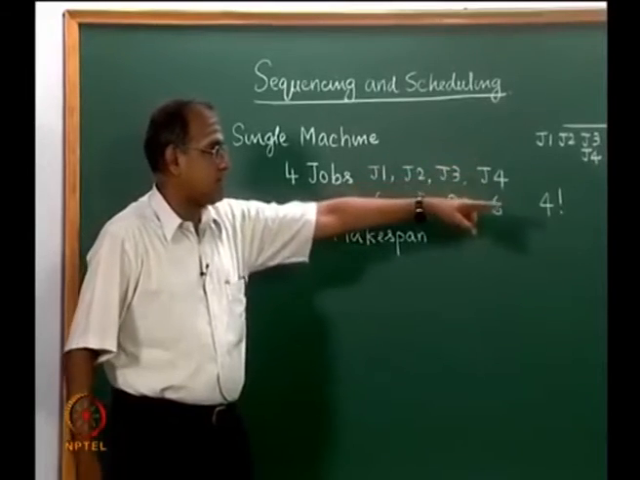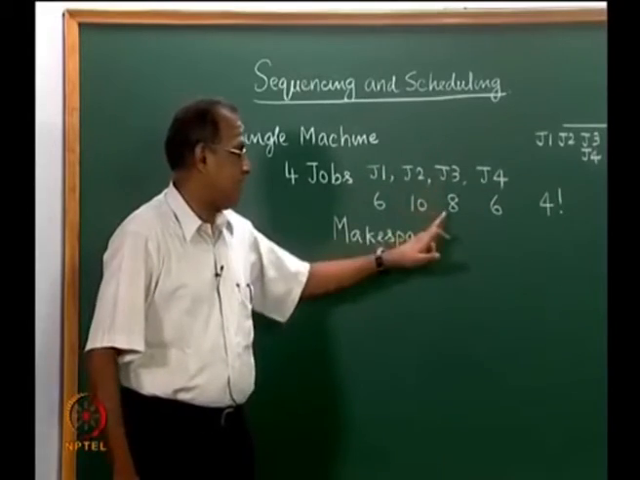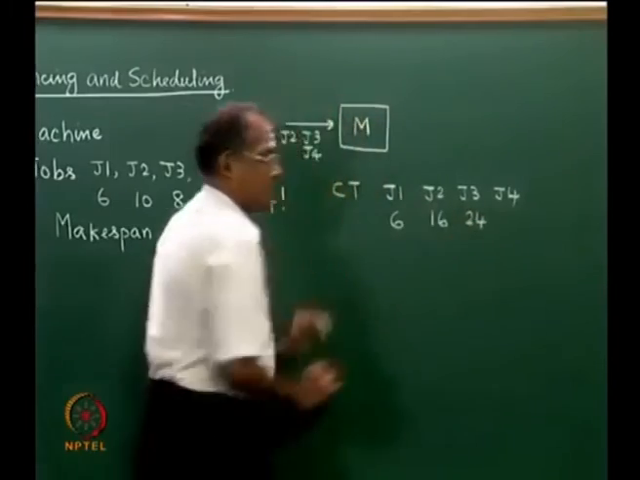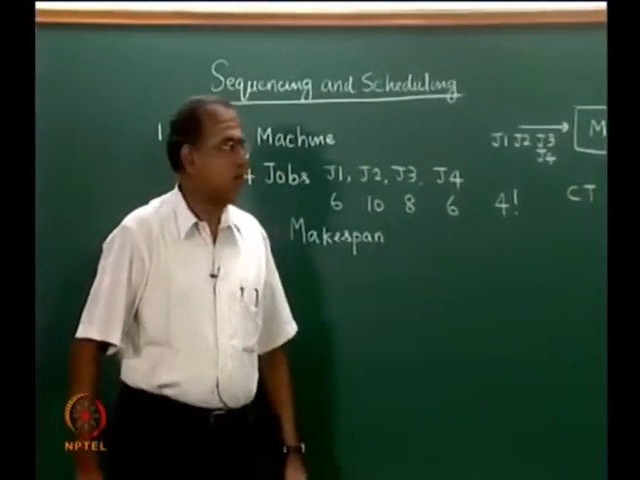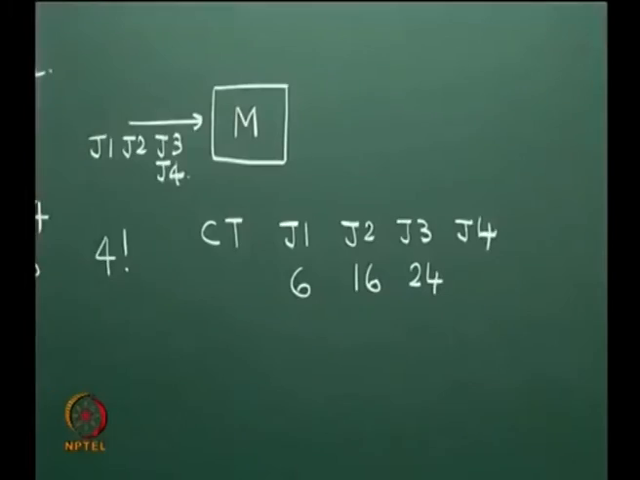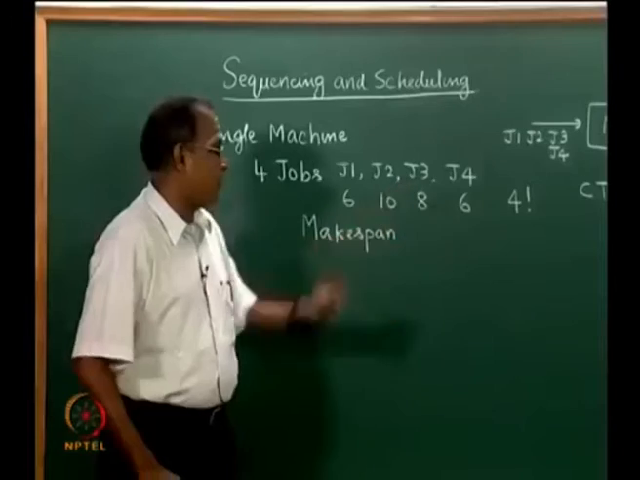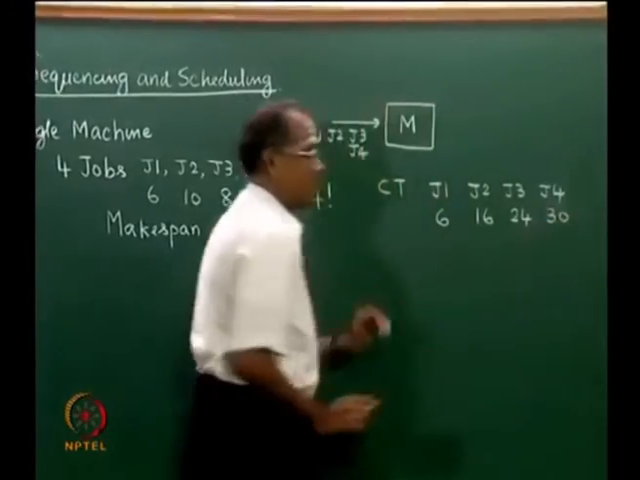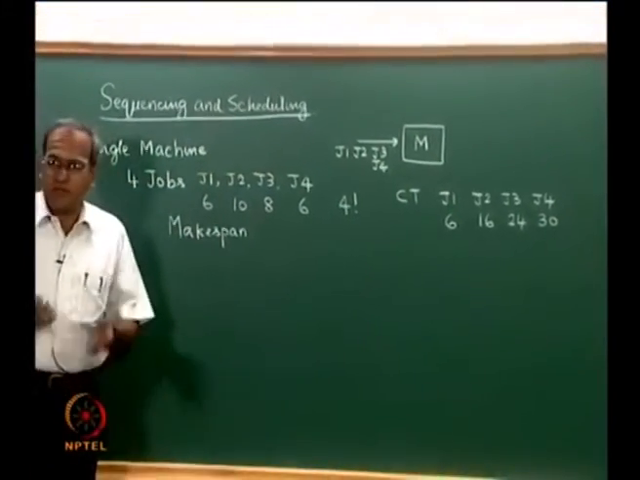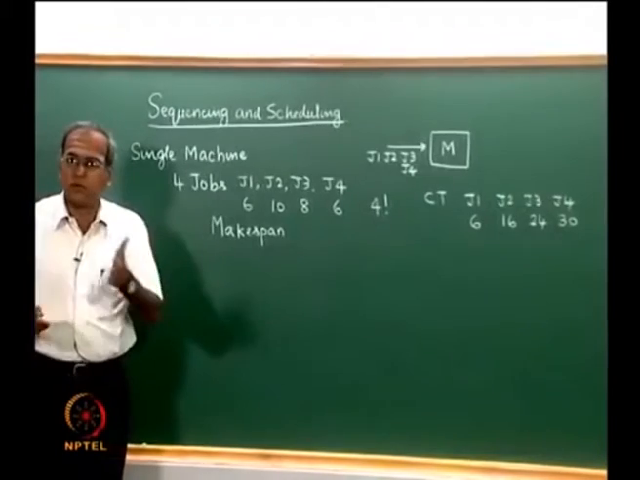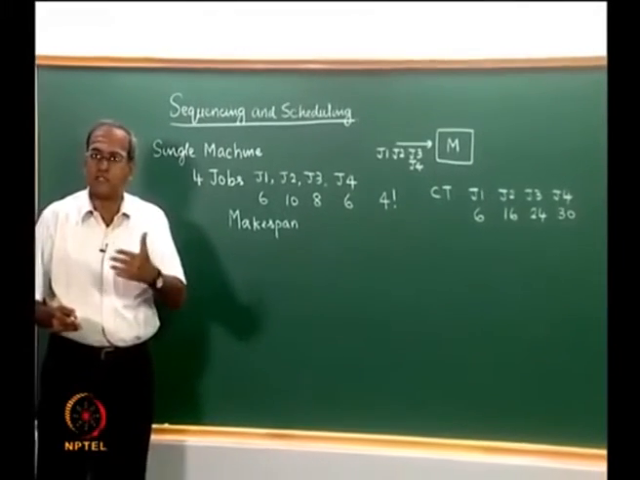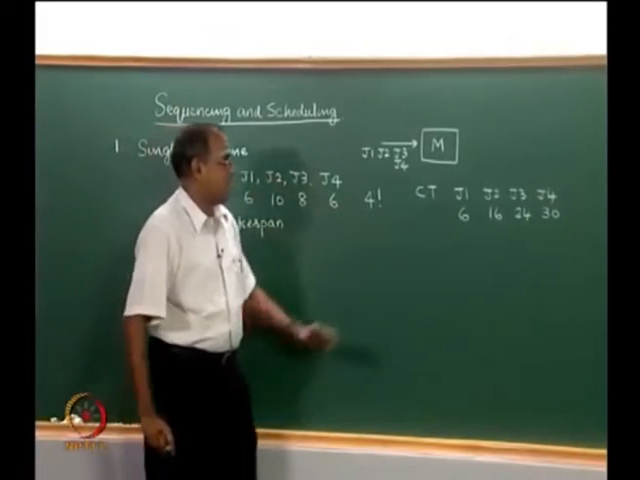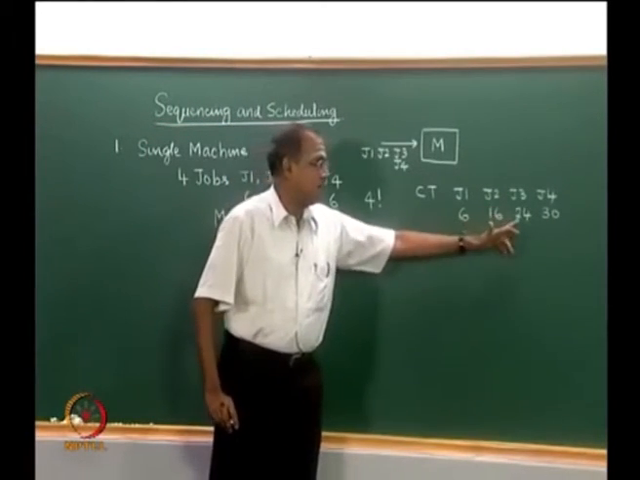Now, at time equal to 16 the machine is free, so J3 enters. So, 16 plus 8, 24 is the time J3 comes out. At time equal to 24 the machine is again free, J4 enters, takes another 6 units of time, comes out at time equal to 30. So, if we consider the sequence 1, 2, 3, 4, which is the order in which the jobs are going inside, the jobs come out at time 6, 16, 24 and 30.